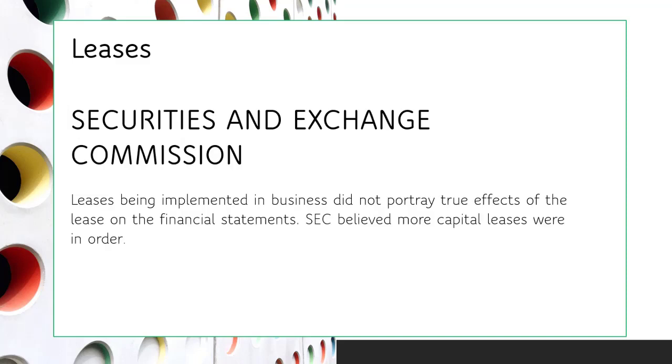So it was no secret that the managers of the lessee companies were looking for ways to improve their financial statement performance. They were using leases, as we said earlier, to gain access to assets without having to actually put the assets on their books. However, the Securities and Exchange Commission didn't believe this was accurately portraying the true effects of the lease on the financial statements. In other words, they understood that the management was using this as a way to game the system. The SEC believed more leases should be treated like capital leases rather than operating leases.